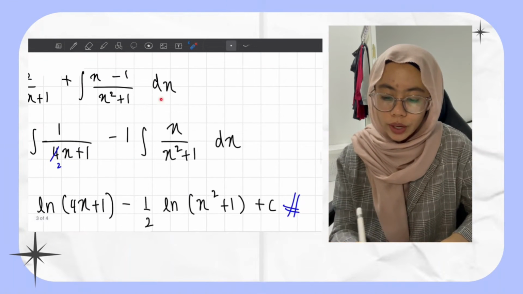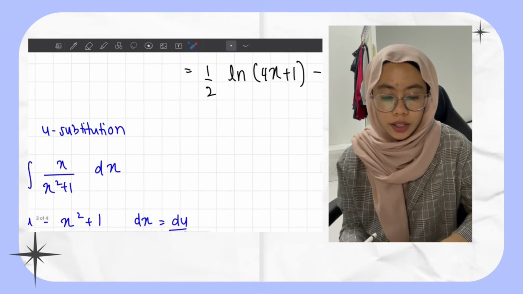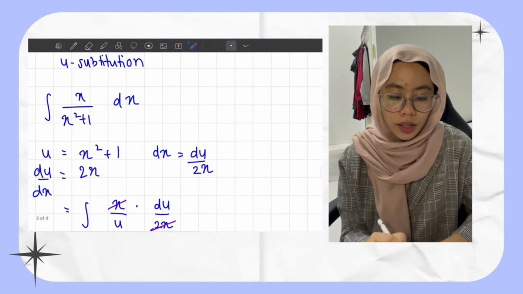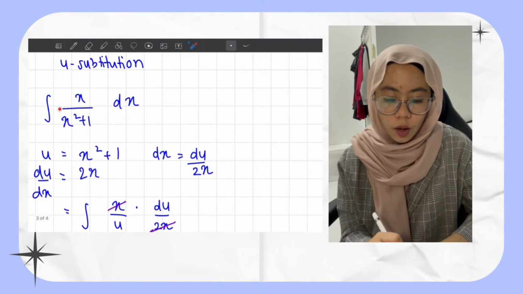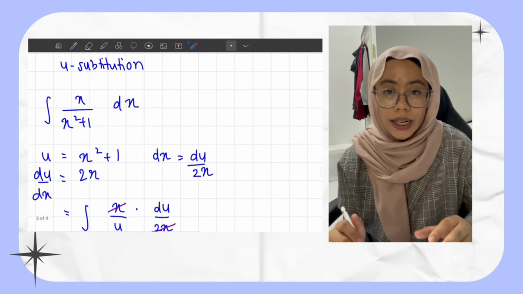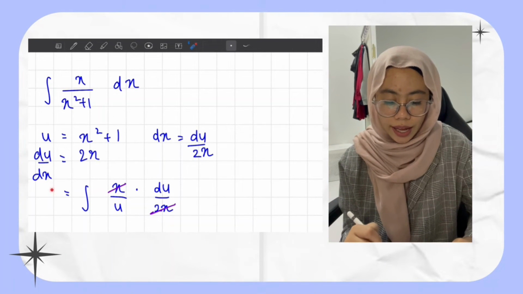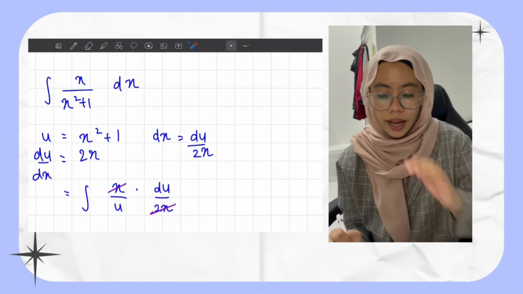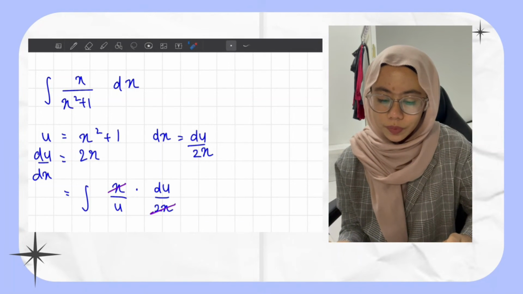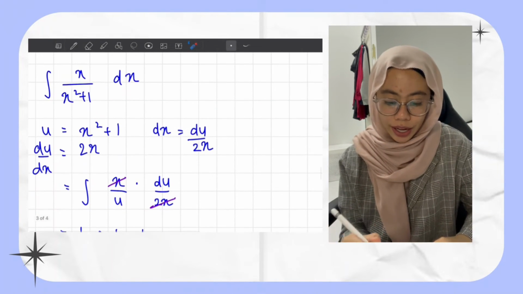So for this one over here, we need to use the U substitution method. So here, integration x over x to the power of 2 plus 1 dx. So which is our U? Our U is actually x to the power of 2 plus 1. So du over dx, we got 2x, and our dx is actually equal to du over 2x.